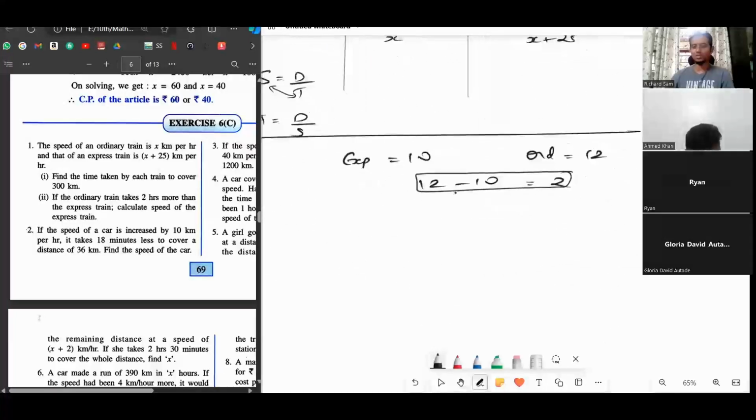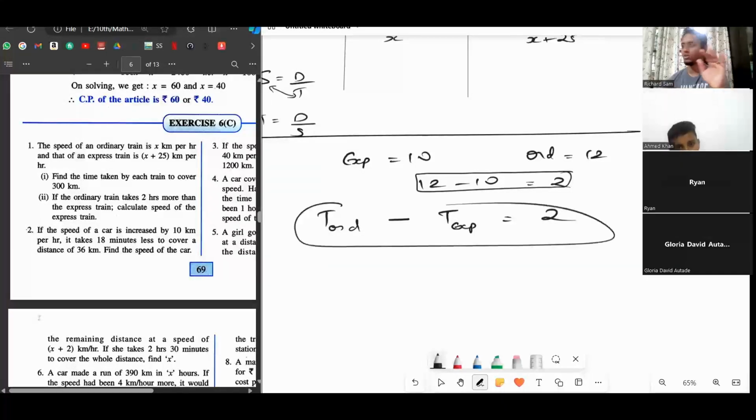What does this 12 represent? The time of the ordinary train. The time of the ordinary train minus the time of the express train is equal to 2. This is your equation. Understood how we made this equation? Time taken by the ordinary train minus time taken by the express train is 2. That's what the statement tells, no? If the ordinary train takes 2 hours more than the express train, this is your equation. Is this much clear for everyone? If you don't get this equation, you cannot do the sum.